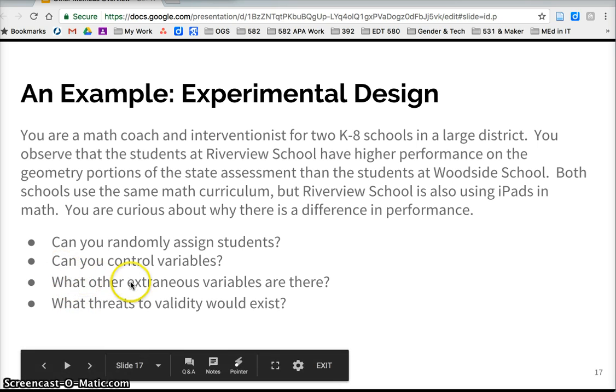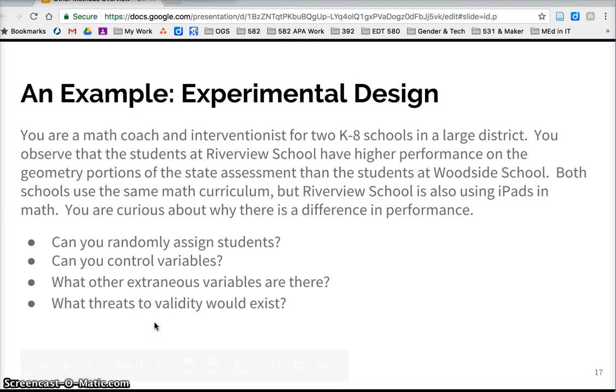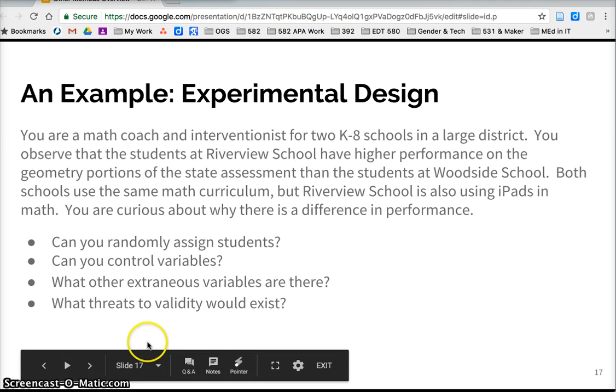And how would you control all the variables? What other extraneous variables are there? And you might also want to consider what threats to validity would exist in this experiment. But you could do what's called a quasi-experimental design if you wanted to try an implementation study.